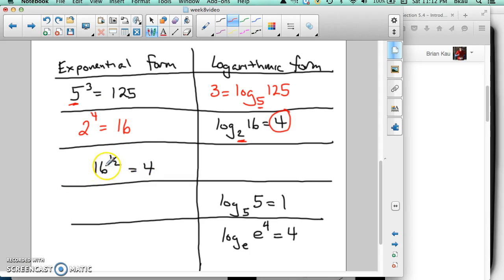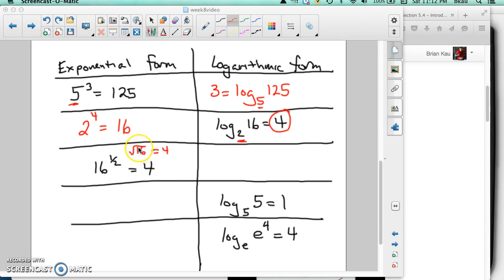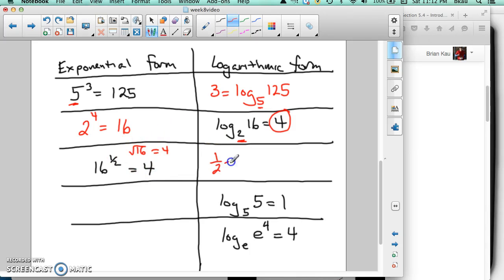All right, our third example here, 16 to the 1 half power is equal to 4. We can also write this as the square root of 16 equals 4. So that's another form of that. If you see a square root of a number, we can write it as 16 to the 1 half. So in this form we can do this conversion. Anytime I do this, I always look to see what the exponent is. That's 1 half. So we write 1 half equals log, and then we find the base, 16, and the number would be 4. So log base 16 of 4 equals 1 half.